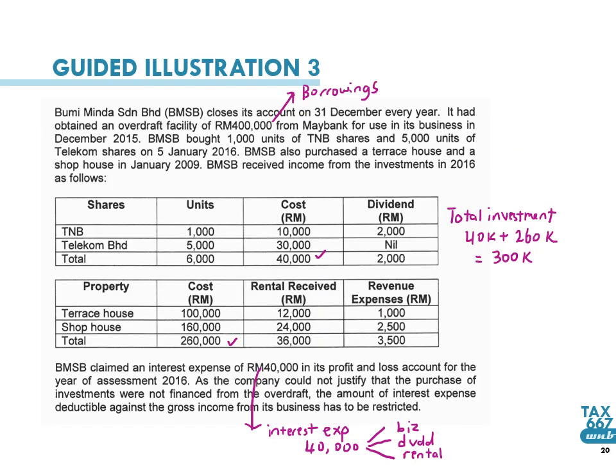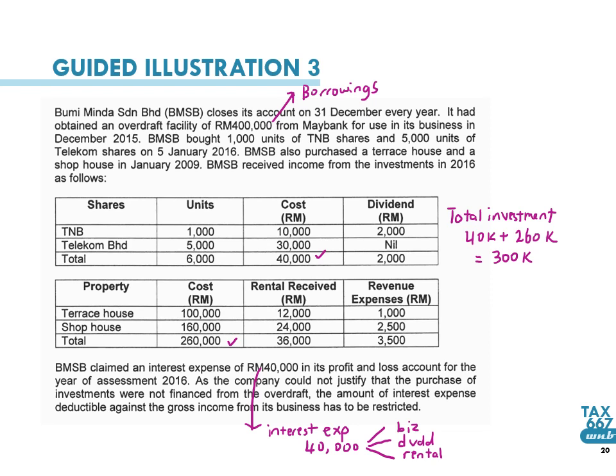Okay, we have illustration 3, Bumi Minda. This company closed its account 31st December and it had obtained overdraft facility of 400,000. So overdraft facility, this is the borrowing sebanyak 400,000 for use in its business. So nak guna pinjaman tu untuk business. Bumi Minda bought 1,000 units of TNB shares and 5,000 units of telecom shares. And they also purchased terrace house and a shop house.